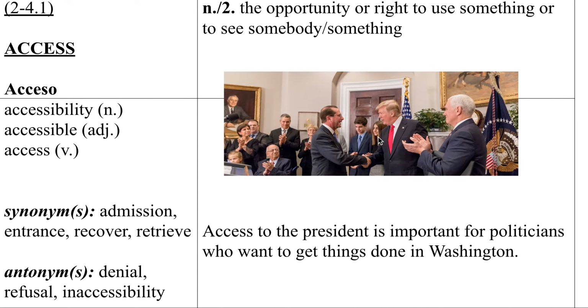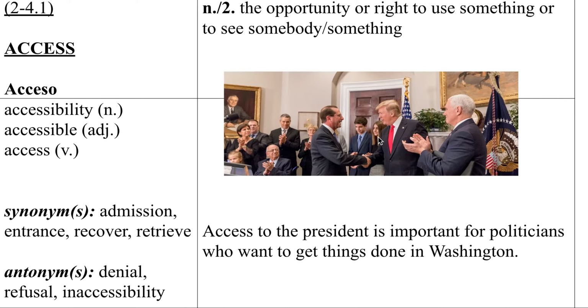Definition 2 is not so much about a space, it's more about the opportunity or right to use something or to see somebody or something. So we use this a lot when they talk about access to famous people or people in the government. So here's an example. It says, access to the president is important for politicians who want to get things done in Washington. So if you have access to the president, that means the president has a limited amount of time in the day. And there are hundreds of people who want to talk to the president every day.